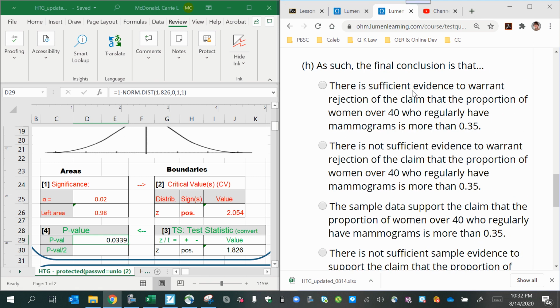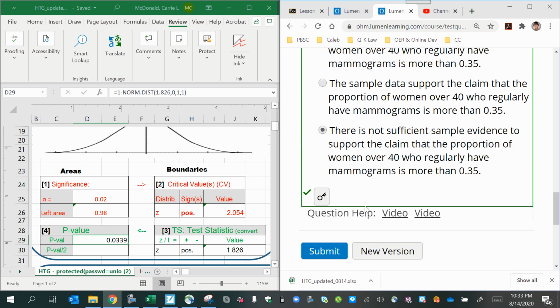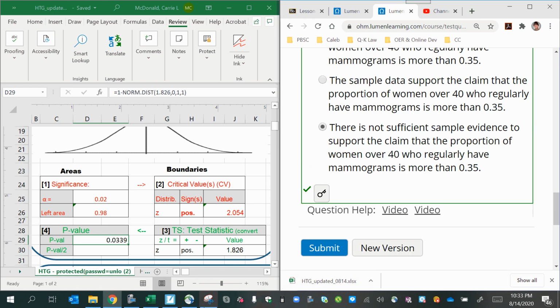There is not sufficient evidence to warrant rejection of the claim. Nope, that's not what we're talking about here, because that would be the right choice if the claim fell under the null. But here, it was under the alternative. So the sample data, there's not sufficient sample evidence to support the claim. That's the one we want right there. Okay, and we are done.